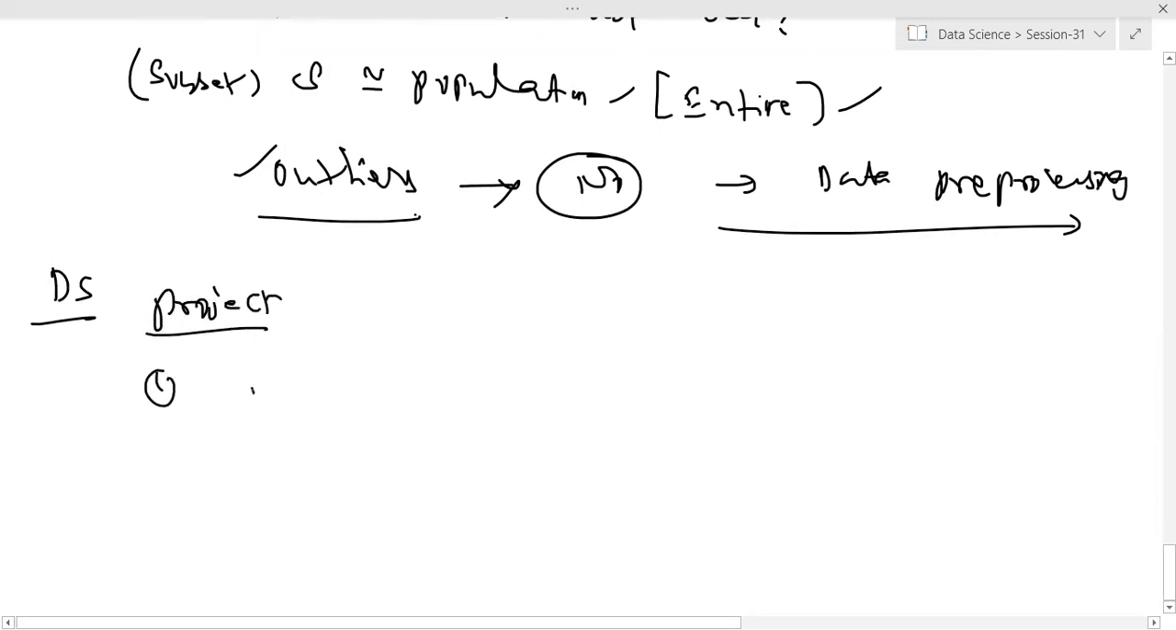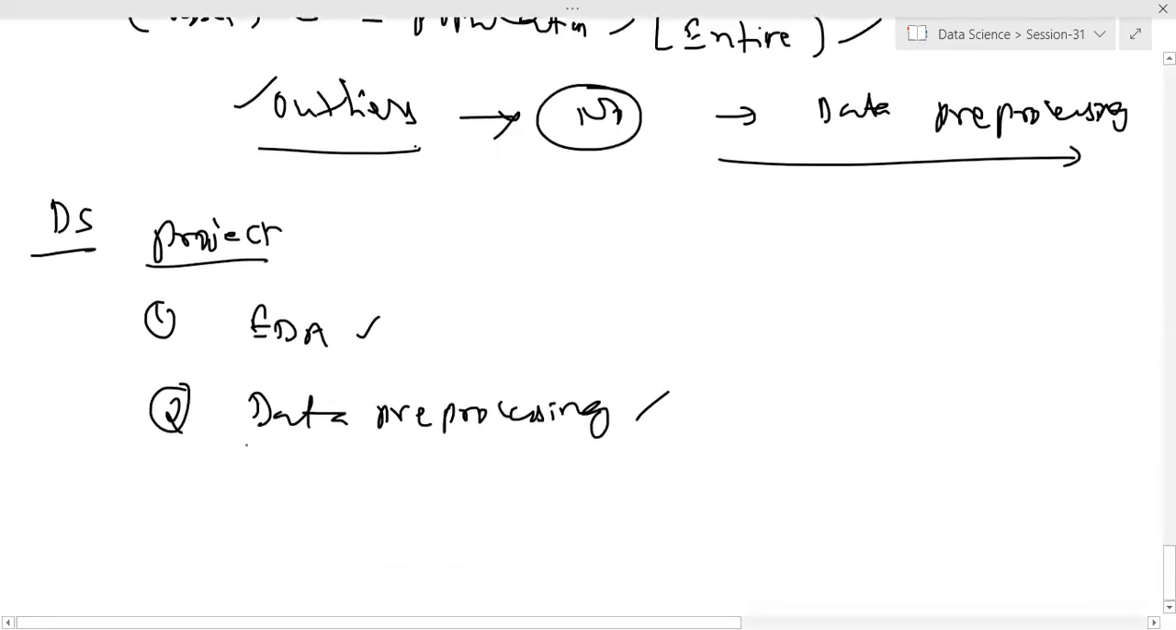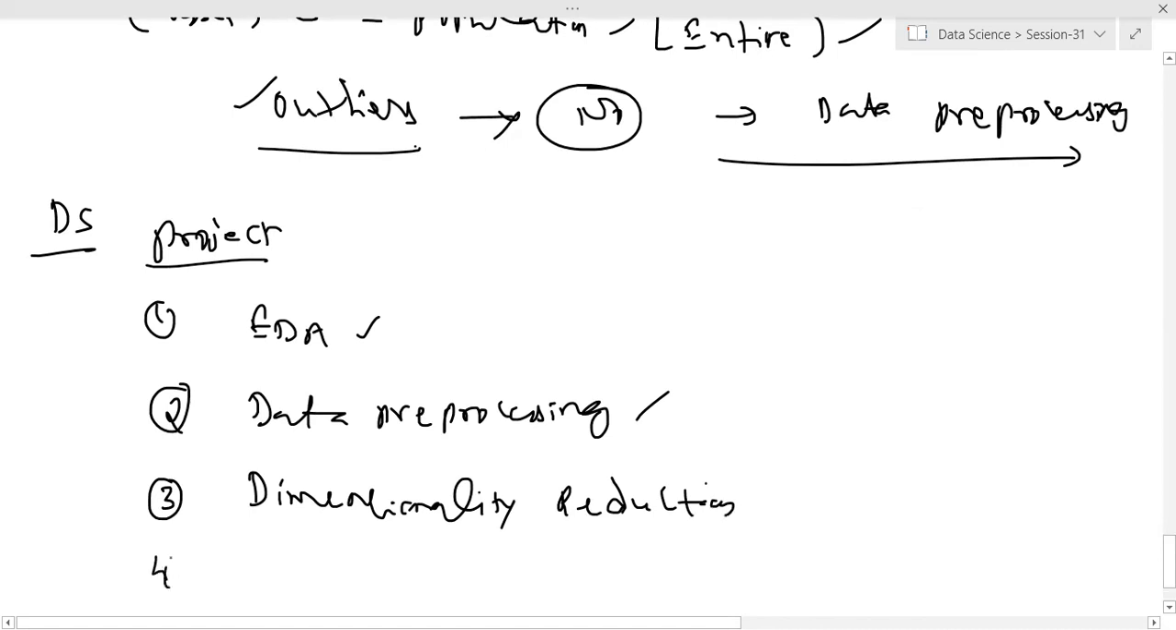Can you name the steps in a data science project, friends? No, we need to select the correct algorithm now. See, first point, this one. What is the second one, friends? Actually, after exploratory data analysis, you have to perform the data pre-processing. You have to collect data, store data, process data, all the things. And the third point is dimensionality reduction. What is the fourth one, friends? Feature engineering. Like that it goes on.